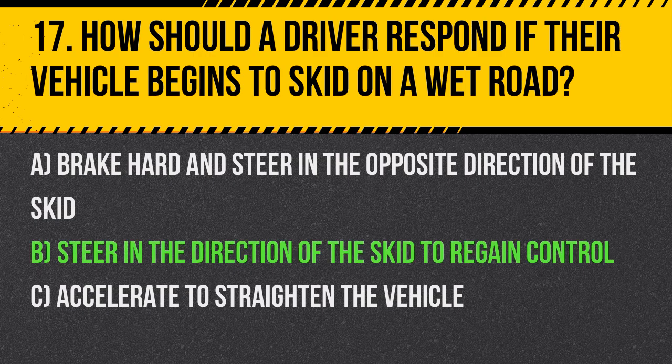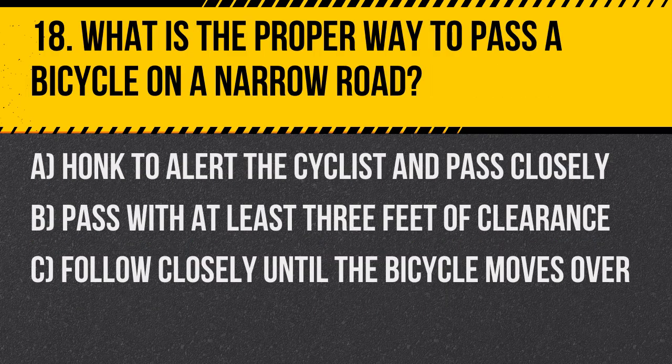Answer: B. Steer in the direction of the skid to regain control. This helps realign the vehicle's direction and regain traction. Question 18. What is the proper way to pass a bicycle on a narrow road?